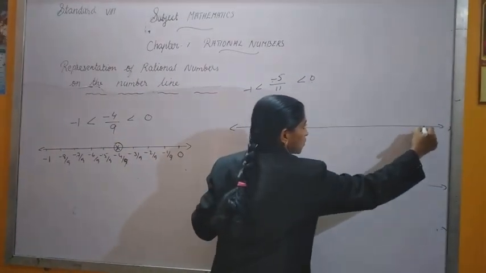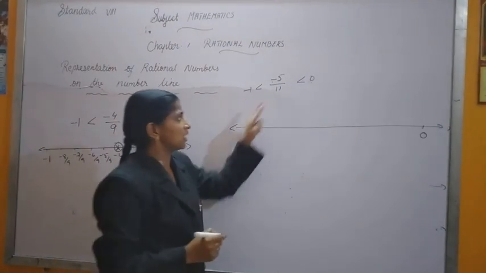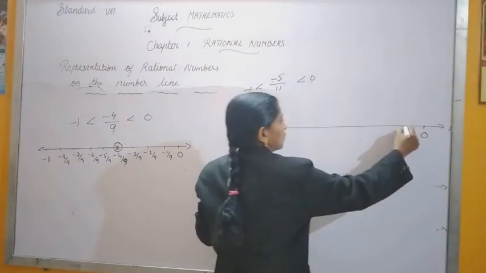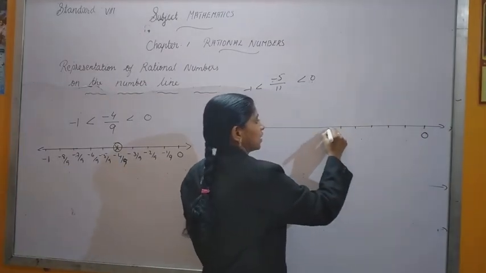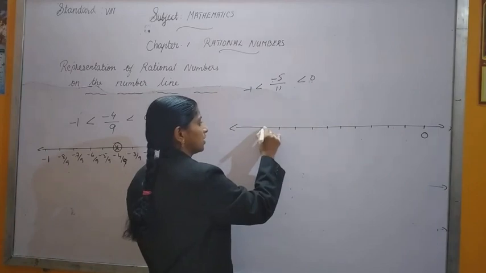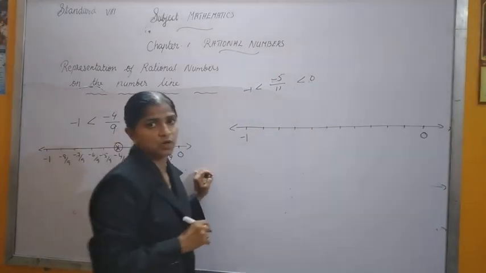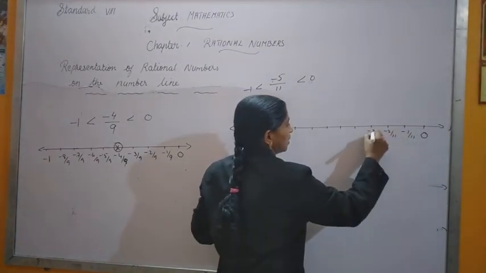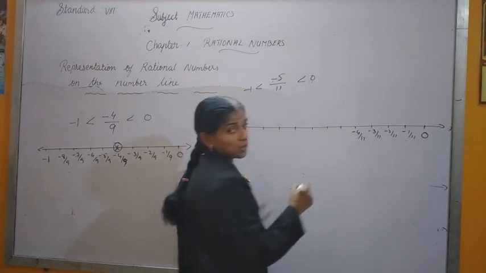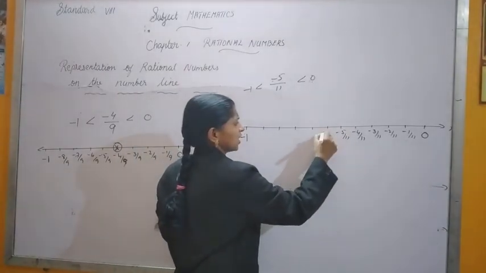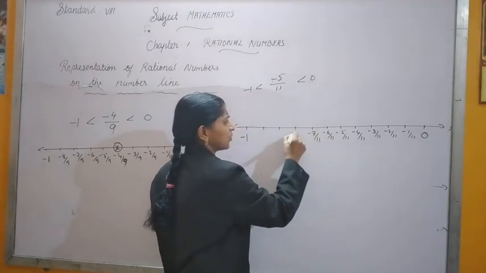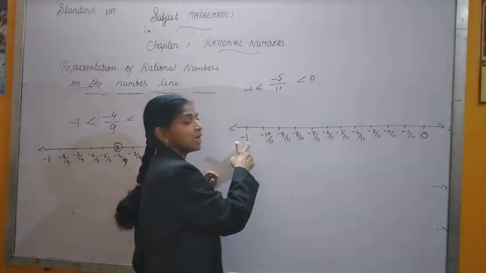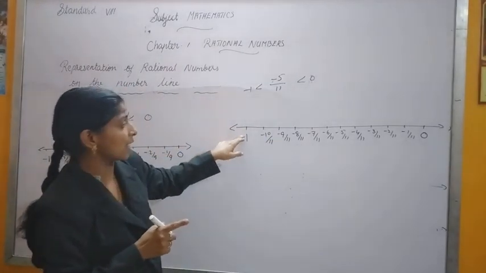Then you start from 0 on the right side. How many equal parts? Unit length divided into 11 equal parts. 1, 2, 3, 4, 5, 6, 7, 8, 9, 10, 11. Then we can give minus 1. Then from the right side, minus 1 upon 11, minus 2 upon 11, minus 3 upon 11, and so on up to minus 10 upon 11, minus 11 upon 11 is equal to minus 1.